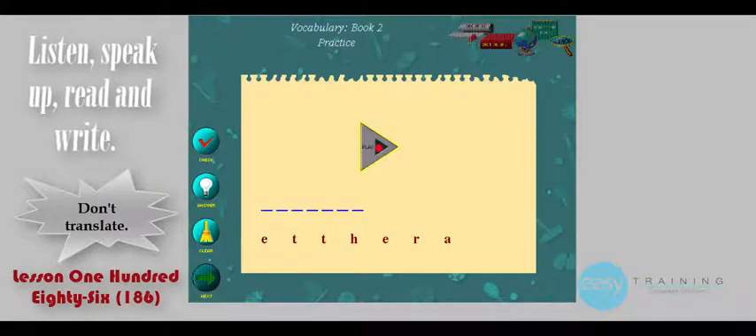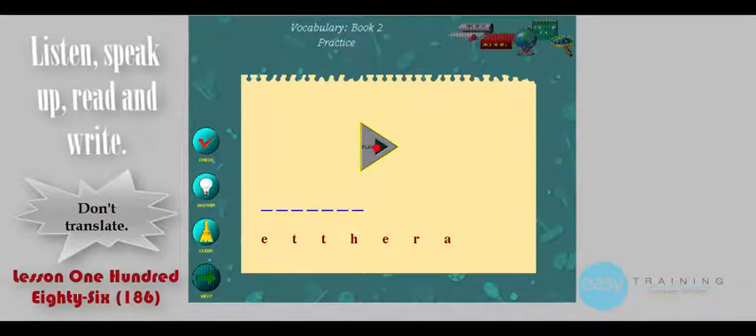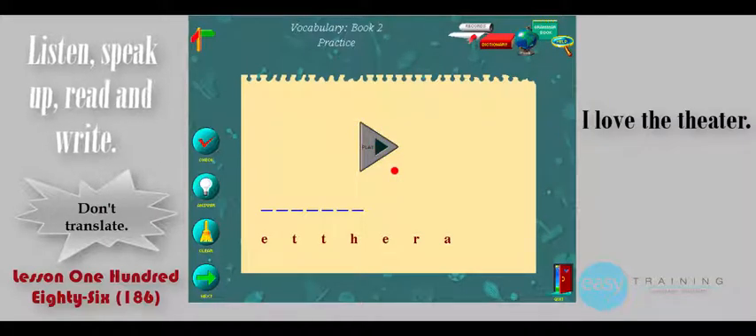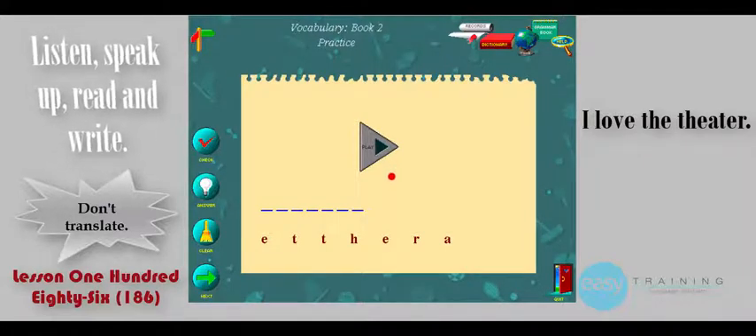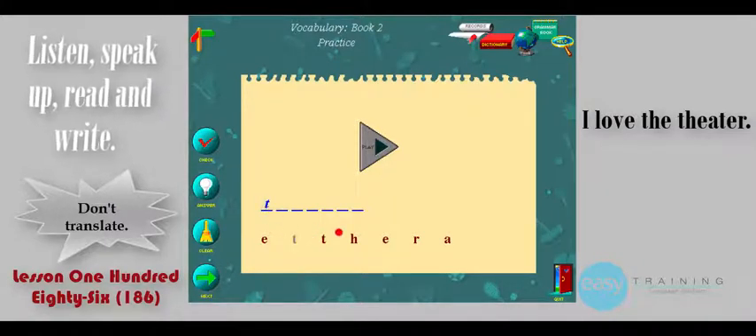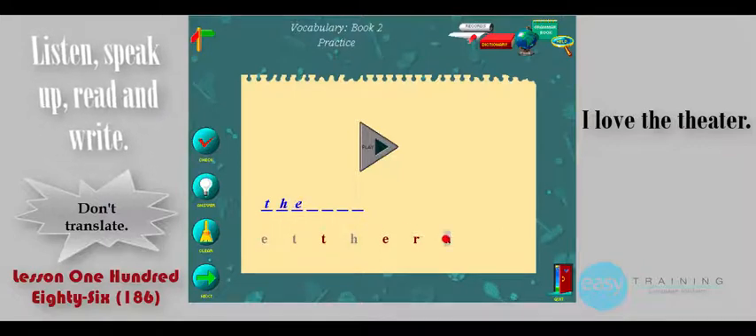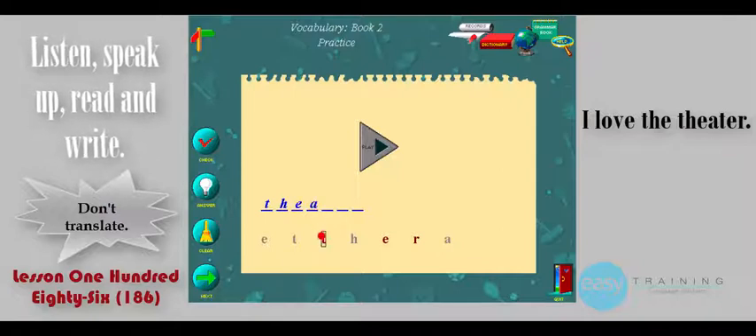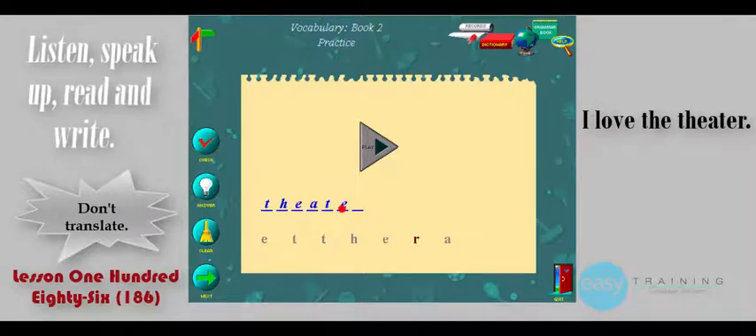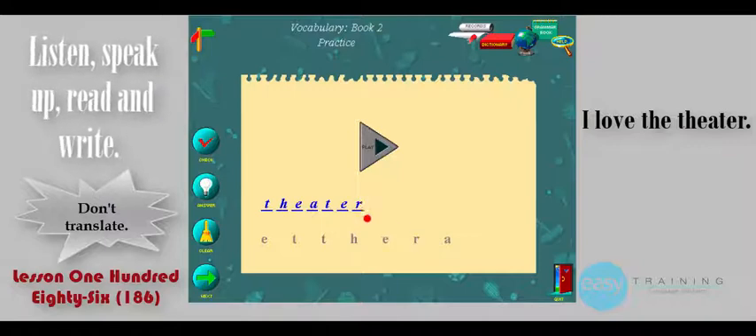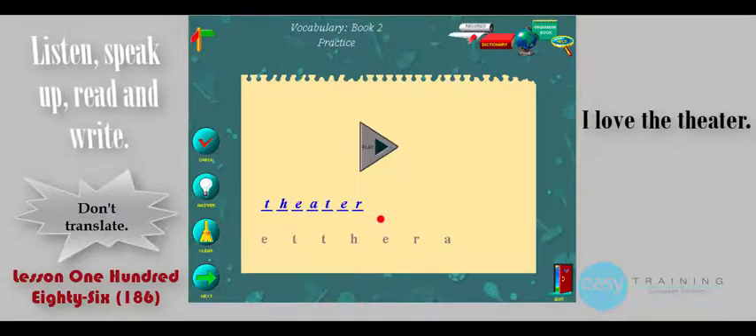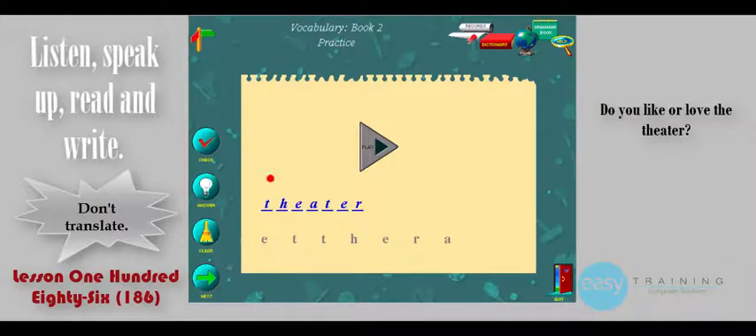Listen. Theater. I love the theater. This woman says, I love the theater. How do you spell theater? That's THEATER. Theater or theater. Do you like or love the theater?